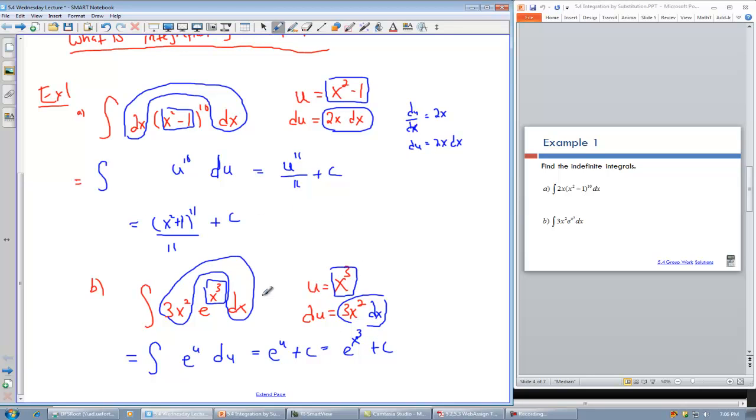And that's my answer. Now you can check these. Up here I could check this one, take the derivative, 11 would come down, they'd cancel, x squared minus 1 to the 10th, times the derivative of the inside, 2x minus 0, so I get it back. Here, same idea, derivative of e to the x cubed is e to the x cubed, times the derivative of the inside, which is 3x squared, and plus 0, so they check out.